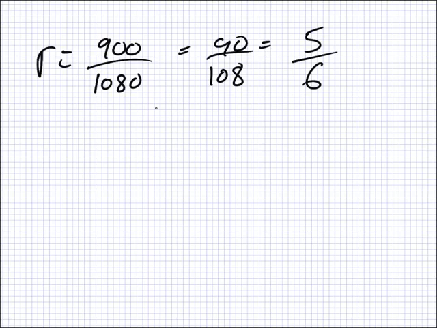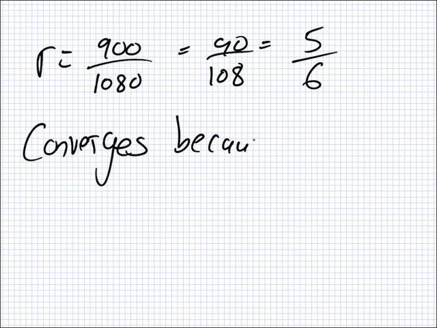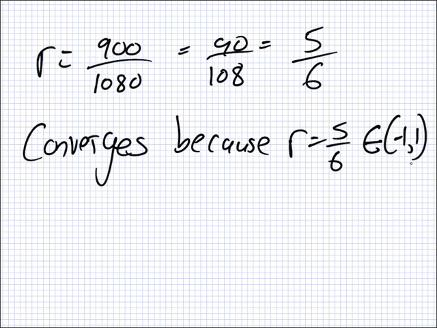It's between. Between, yeah. It converges because the r equals 5 over 6, which is between -1 and 1. But those are the brackets you should use.